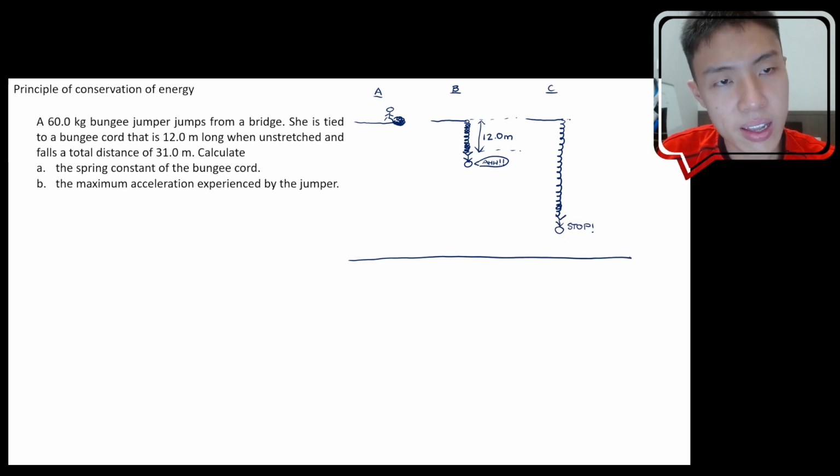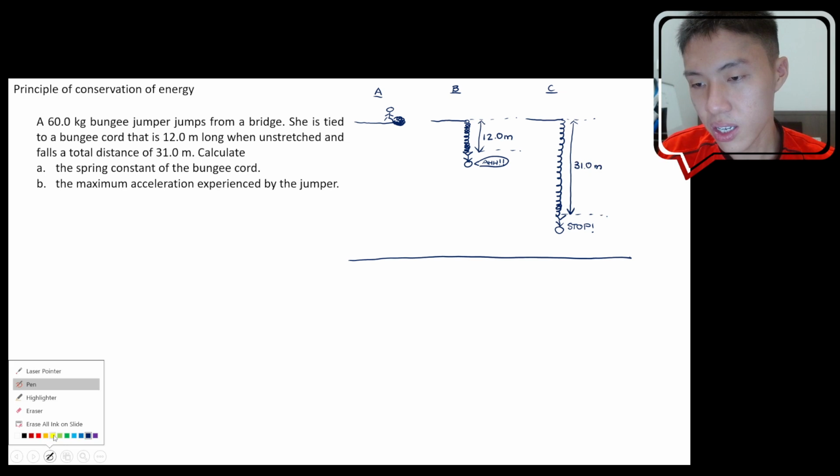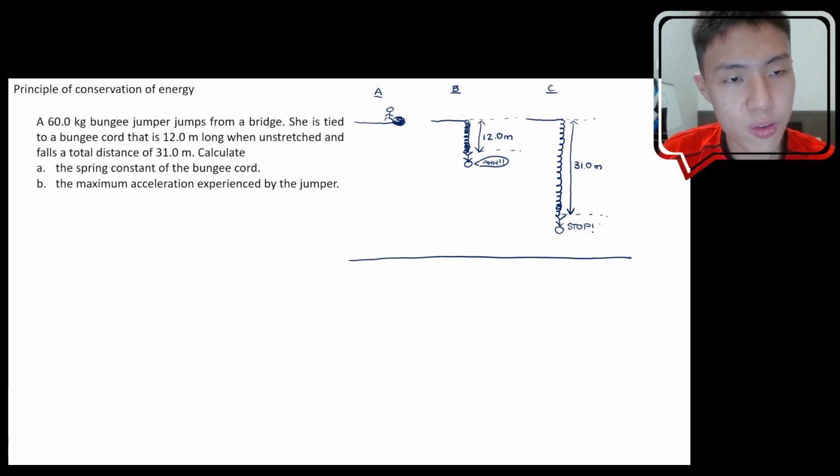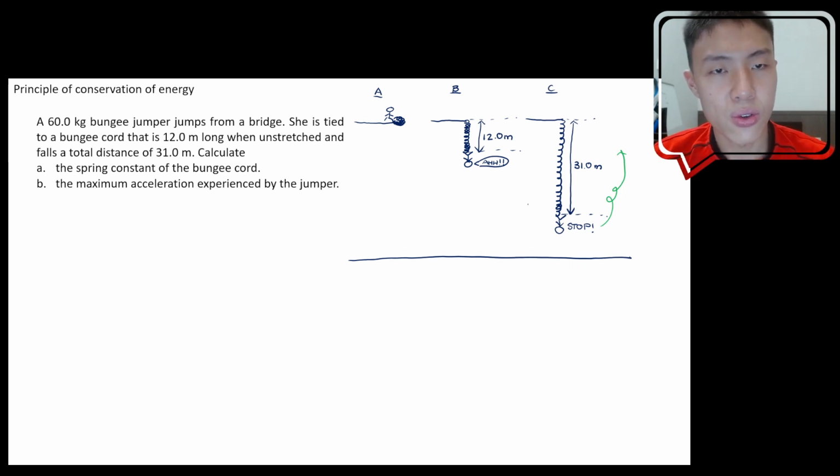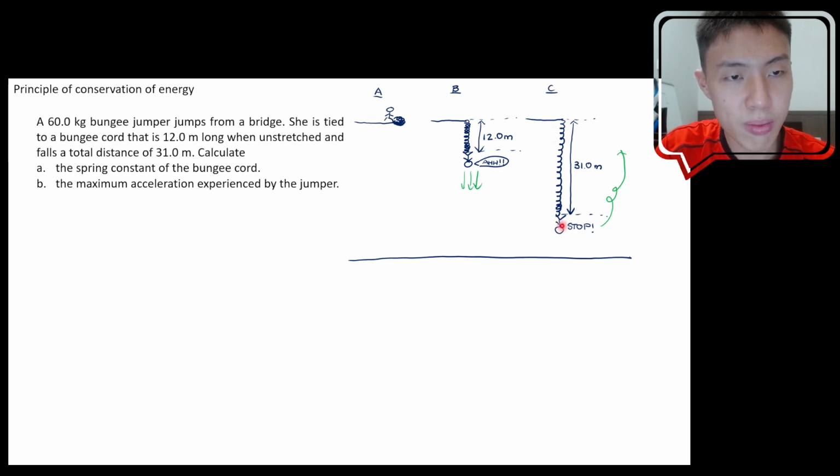And at that momentary stop, if you measure the length of the spring here, it will be 31 meters. Afterwards, I believe you know what happens. The jumper will spring back up. So it falls this way. Once the spring reaches maximum length, it will stop momentarily, then after that it will spring back up.